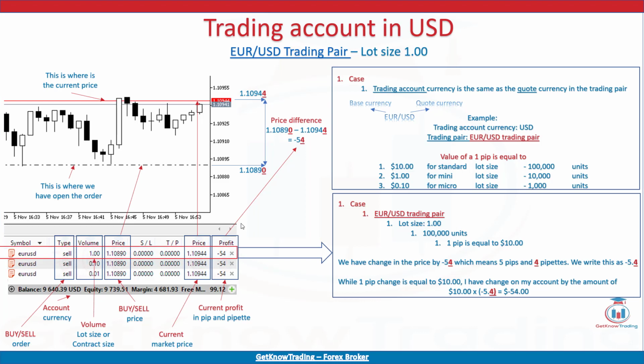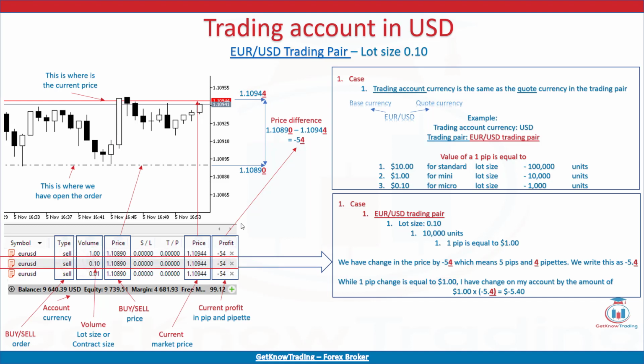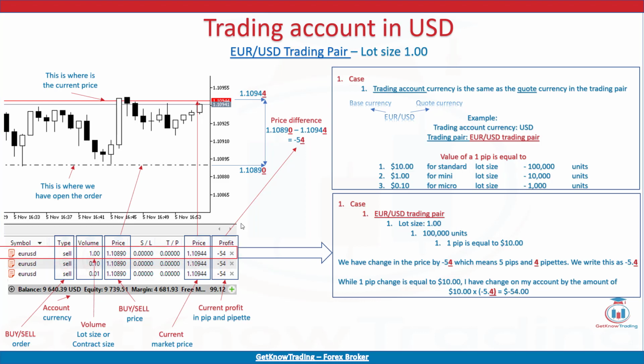When you use mini lot size, the pip value is 10 times more than the micro lot size. So in an example where we have minus 5.4 pips, we will have minus $5.40 as a result. When we use a standard lot size, then the pip value is equal to $10. So minus 5.4 pips will give us minus $54, which is 10 times more than the mini lot size. So if you do not want to lose a lot of money, do not use standard lot size unless you have a pretty decent account balance.